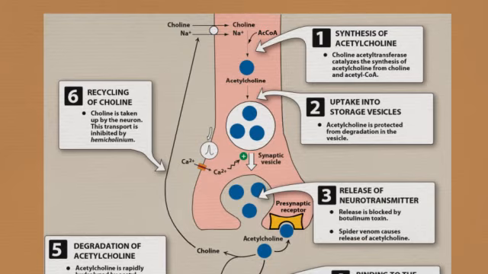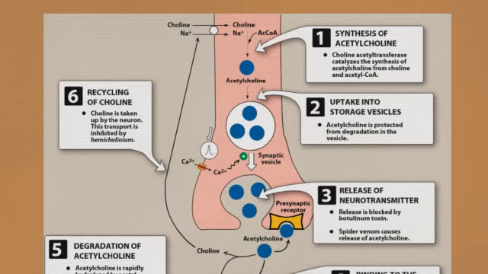Now we move to the next step, which is the storage of acetylcholine in vesicles. After being synthesized, the acetylcholine molecules are stored in vesicles, also known as synaptic vesicles. You can see this in the figure.